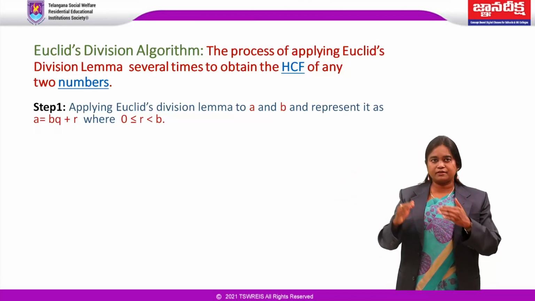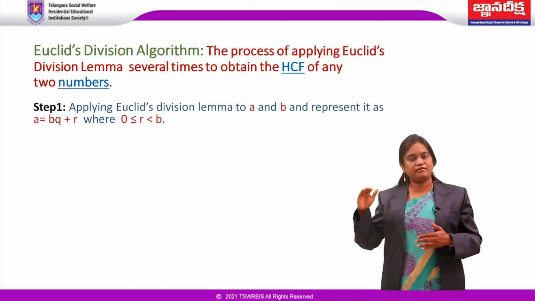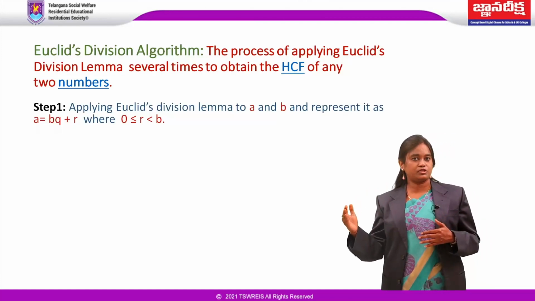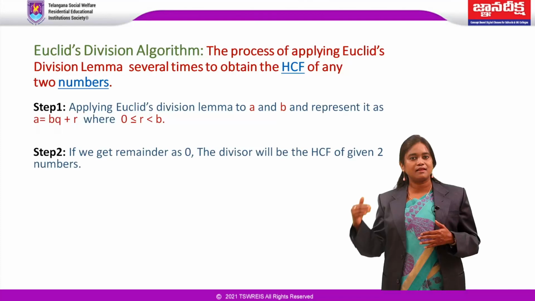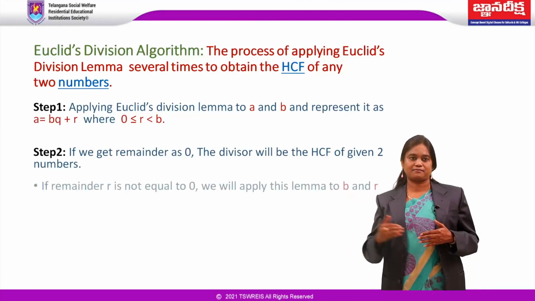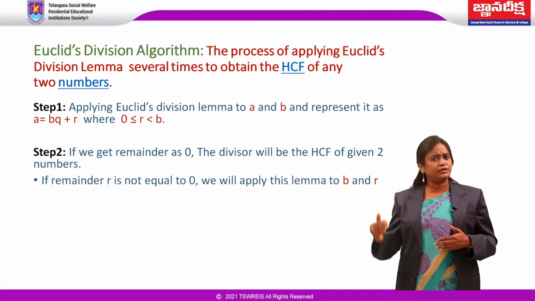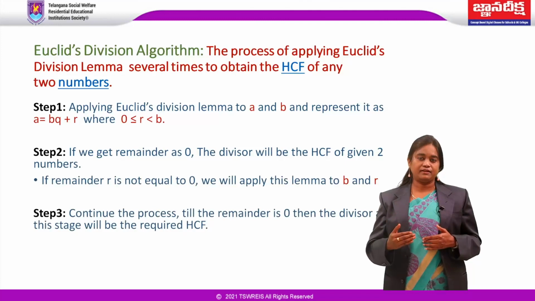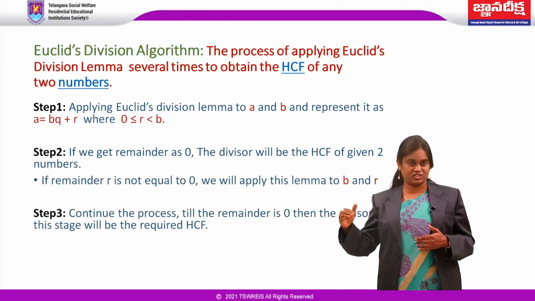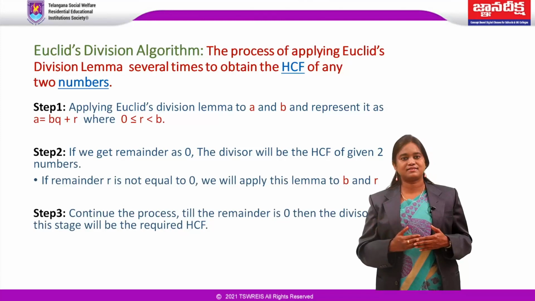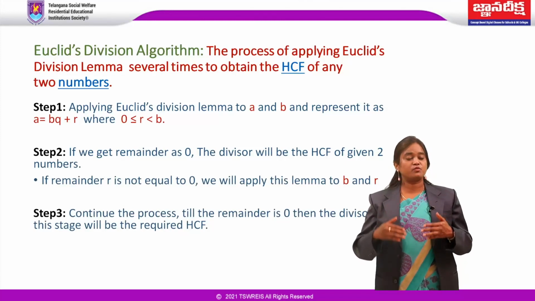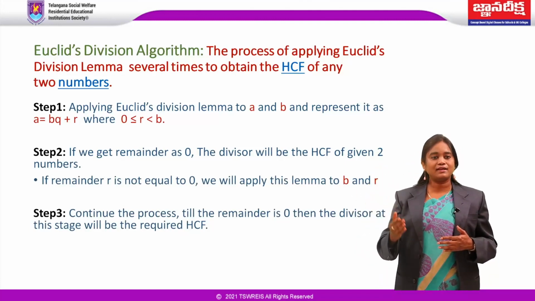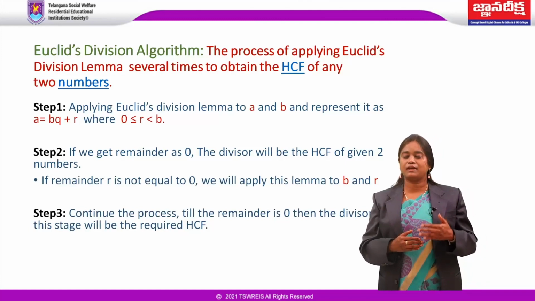Step 2. If we get the remainder as 0, the divisor will be the HCF of the given two numbers. If the remainder is not equal to 0, we apply this lemma to b and r. Step 3. Continue the process till the remainder is 0. Then the divisor at this stage will be the required HCF. The process when we apply this lemma to get the remainder as 0 is called Euclid's division algorithm.